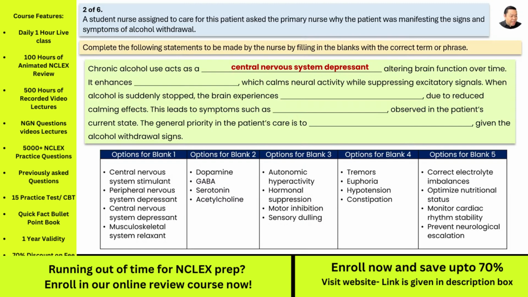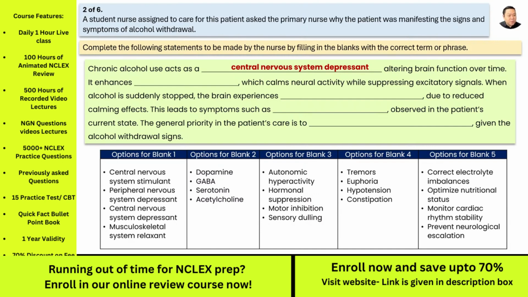Now, we also have musculoskeletal system relaxant. This is incorrect. We know that alcohol can cause some muscle relaxation, but it's not classified in this category pharmacologically. And its broader and more significant effect is on the brain and the spinal cord, not the muscles directly.